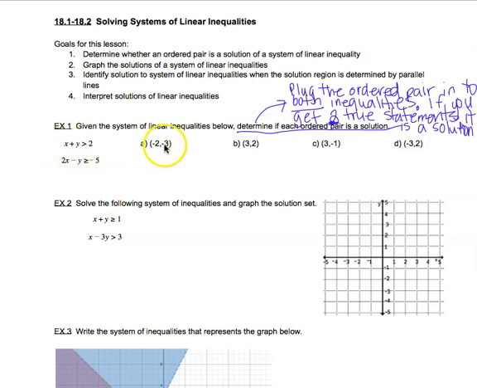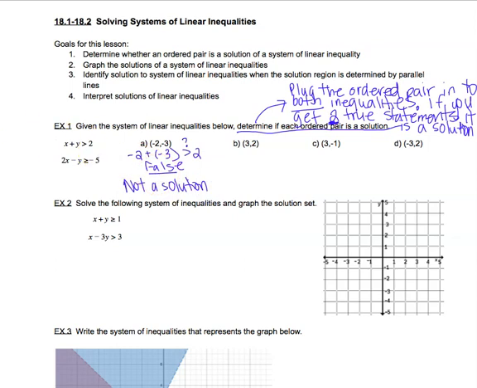So let's start with part A, -2, -3. So we're going to plug that into the top equation. So x, which is -2, and then we're saying plus -3, and we're asking, is that greater than 2? So -2 plus -3 is -5. So -5 is not greater than 2. So because I have a false statement, I don't even need to try the second one because I know it's not going to work. And so that means that we say that this is not a solution.